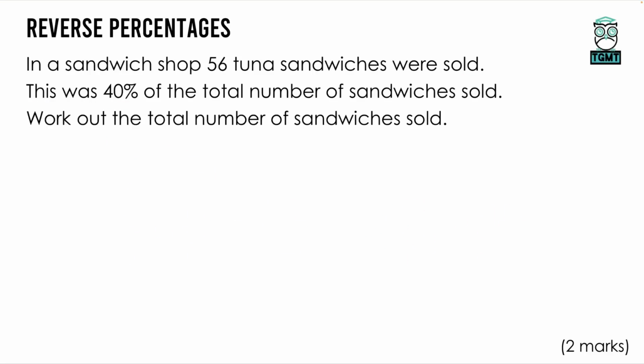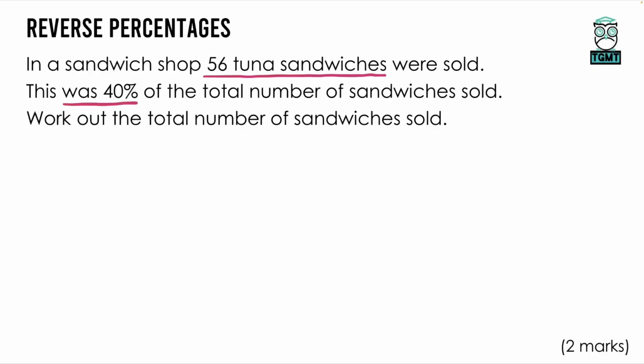On to reverse percentages. In a sandwich shop, 56 tuna sandwiches were sold. This was 40% of the total number of sandwiches sold. Work out the total number of sandwiches sold. So this question here, it tells us that the number that's given to us in the question, the 56 tuna sandwiches, was 40%. If you have a look and skip out some of the words there, you can see it says 56 tuna sandwiches and then tells us this was 40%.